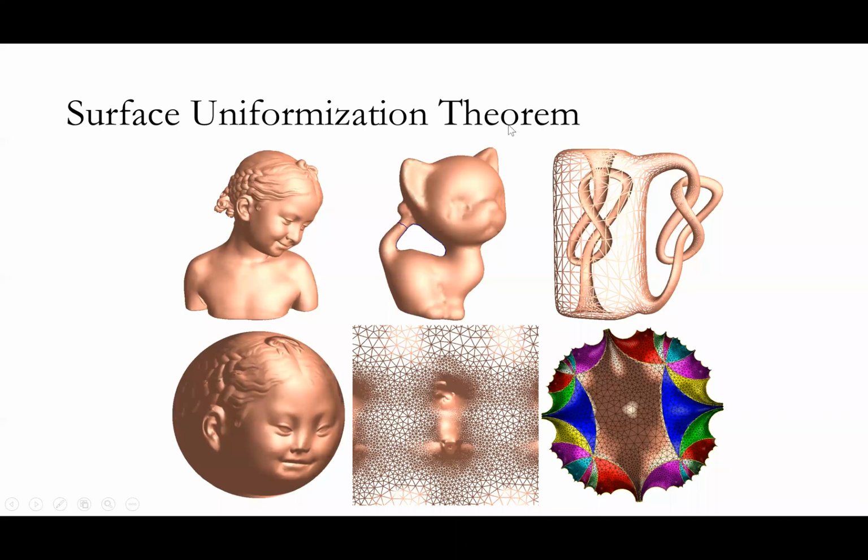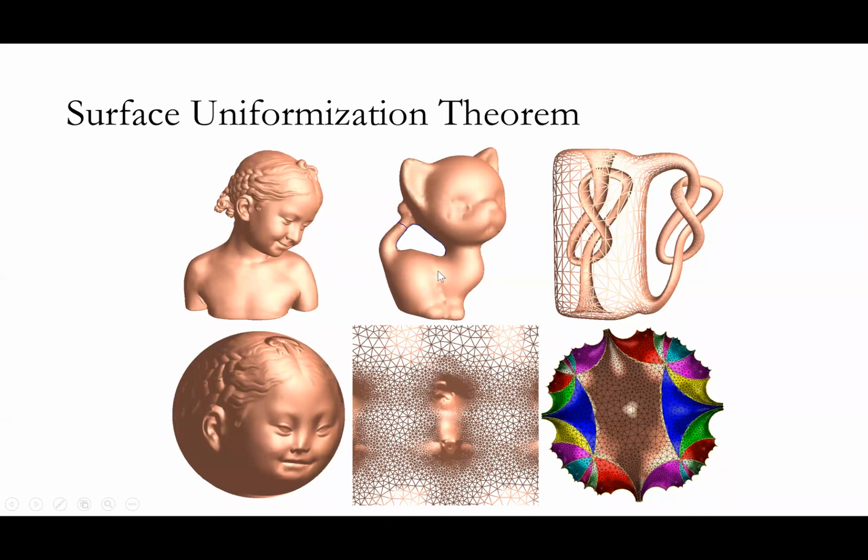which claims that given an arbitrary surface with a Riemann metric, it can be conformally deformed to one of three canonical shapes. Either to the sphere, or to the 2D Euclidean plane, or to the hyperbolic disk. Here, this one is a topological sphere. It doesn't have a handle, so we call this surface genus 0. A genus 0 surface can be conformally mapped to the unit sphere.